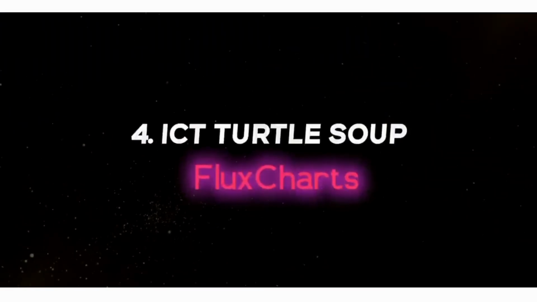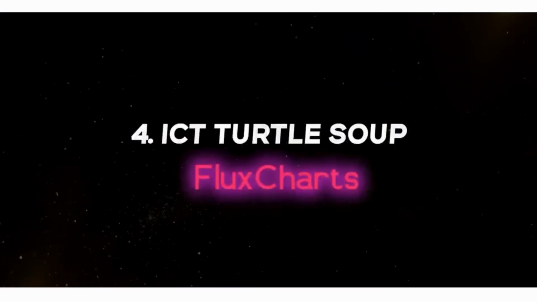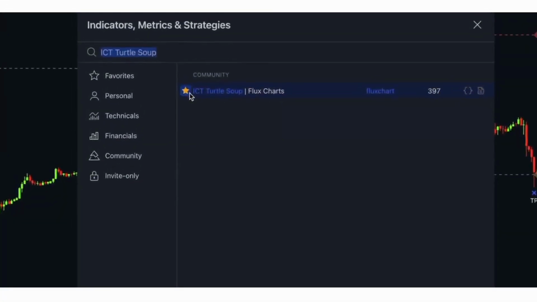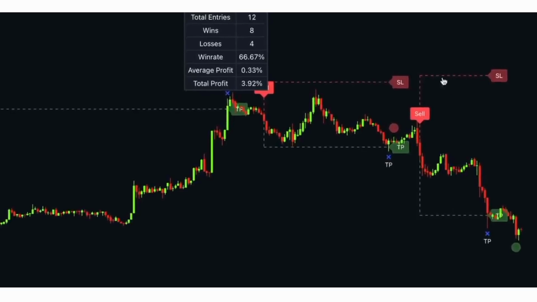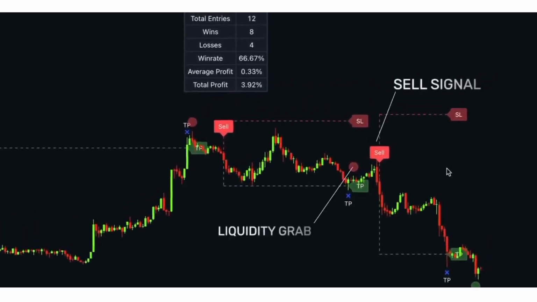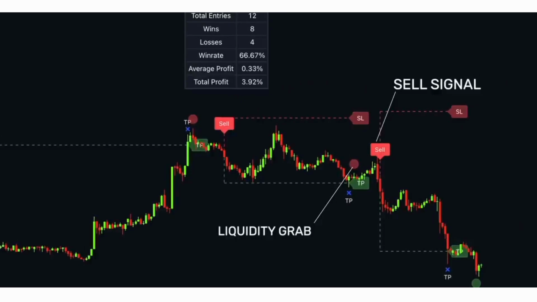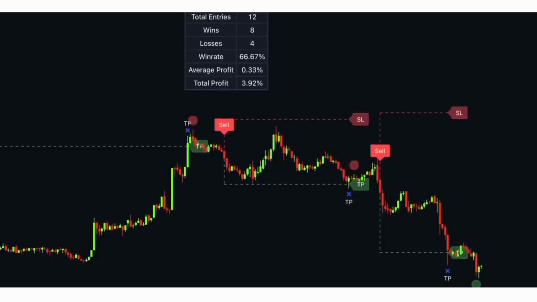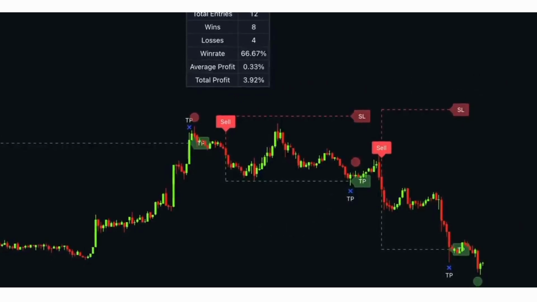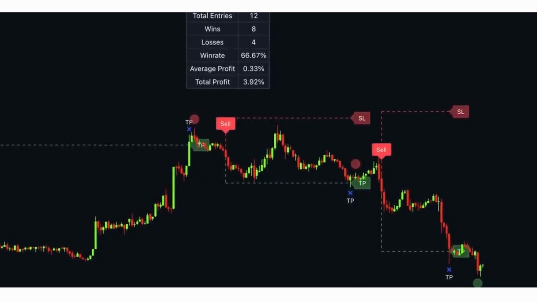This amazing indicator is called ICT Turtle Soup by Flux Charts. For those of you who like simplified trading, this tool is a must-have. This indicator's buy and sell signals are based on liquidity grabs and market structure. It uses higher timeframes for entry confirmations. This indicator is an all-in-one suite for ICT's turtle soup concept.